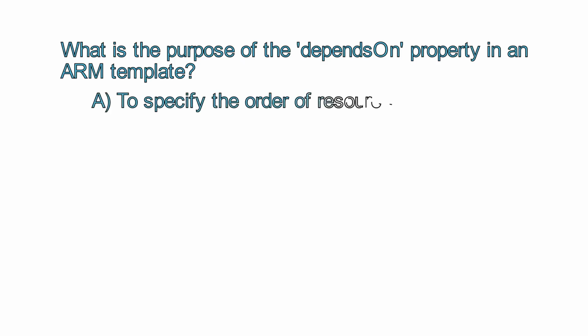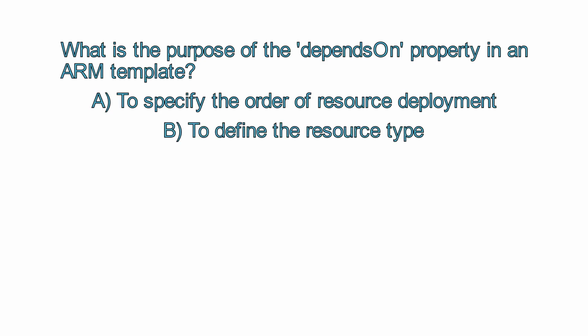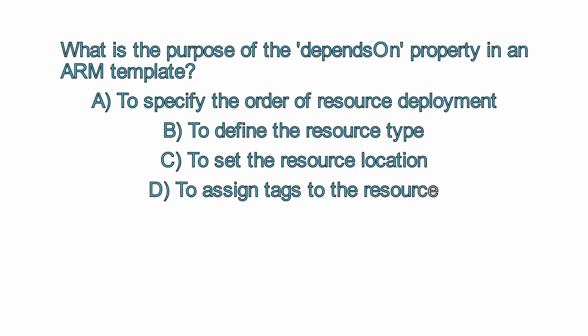What is the purpose of the depends on property in an ARM template? A. To specify the order of resource deployment. B. To define the resource type. C. To set the resource location. D. To assign tags to the resource.